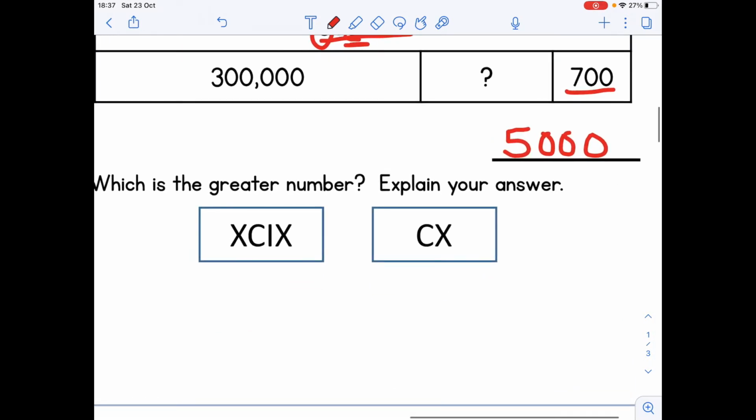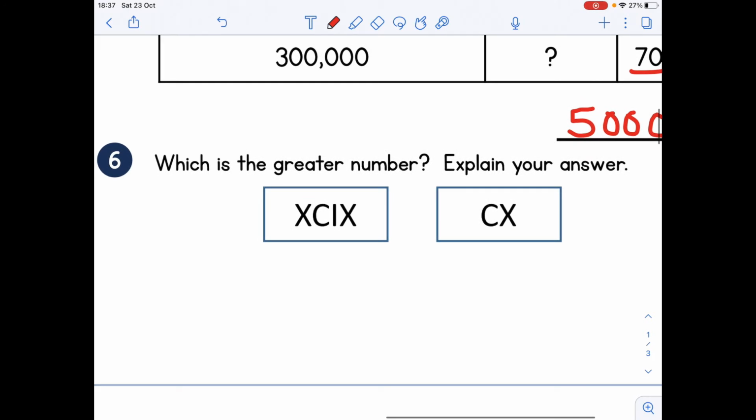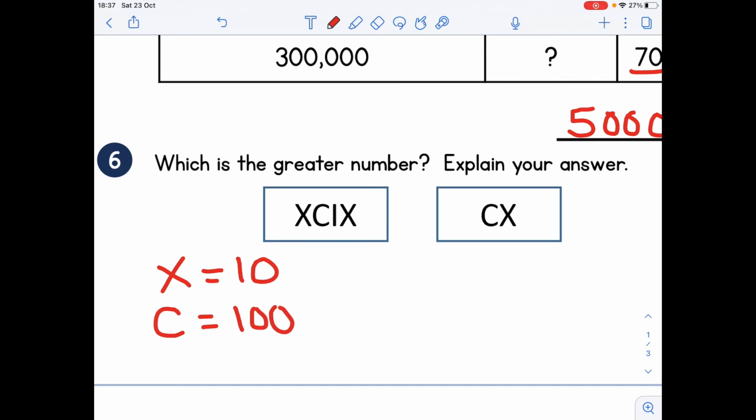Okay, and the next one, which is the greater number? Explain your answer. So you've been learning Roman numerals with Miss Debbie in calculations. So hopefully you should know this, that X stands for 10, C stands for 100. But then, so this one should be fairly straightforward. We've got 110. Okay, so CX, then we've got the 100 and we've got the 10, 110.